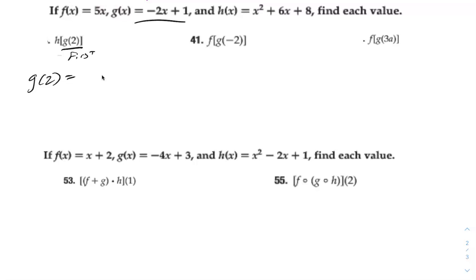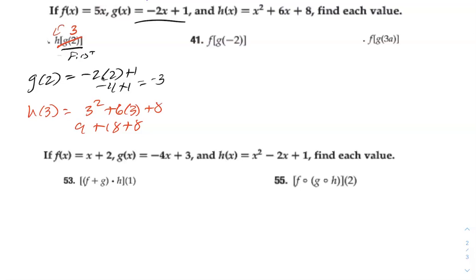So we're plugging 2 into g. So negative 2 times 2 plus 1. So negative 4 plus 1 equals negative 3. Right, once you get that, this part's done. That's just 3. So now what we've got to find is plug 3 into h. And whatever this is, it'll be our answer. So 9 plus 18 plus 8. So 26, so 35. That's the answer. Right, so you plug the inside in first, get an answer for that, and now that's what this value equals, so it's just h of that value, 35.